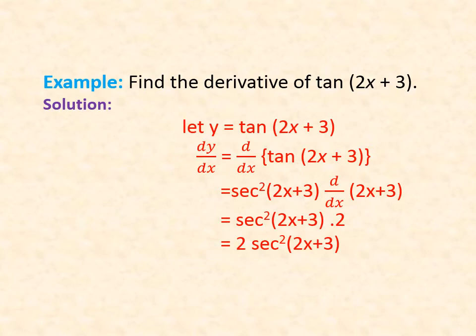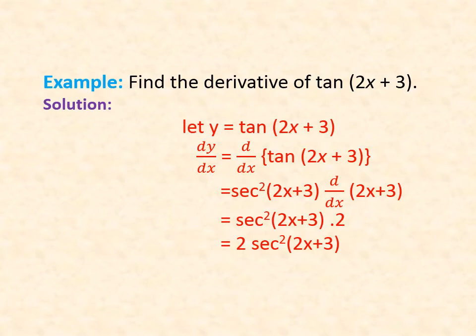Now simple. Find the differentiation of tan first. First goes first. First is tan, so we have to find the differentiation of tan. And we know that differentiation of tan is what? Sec square. So we get sec square(2x plus 3). So we have differentiated tan. Now we have to multiply it by the differentiation of 2x plus 3. So we are getting sec square(2x plus 3) multiplied by d upon dx of (2x plus 3).